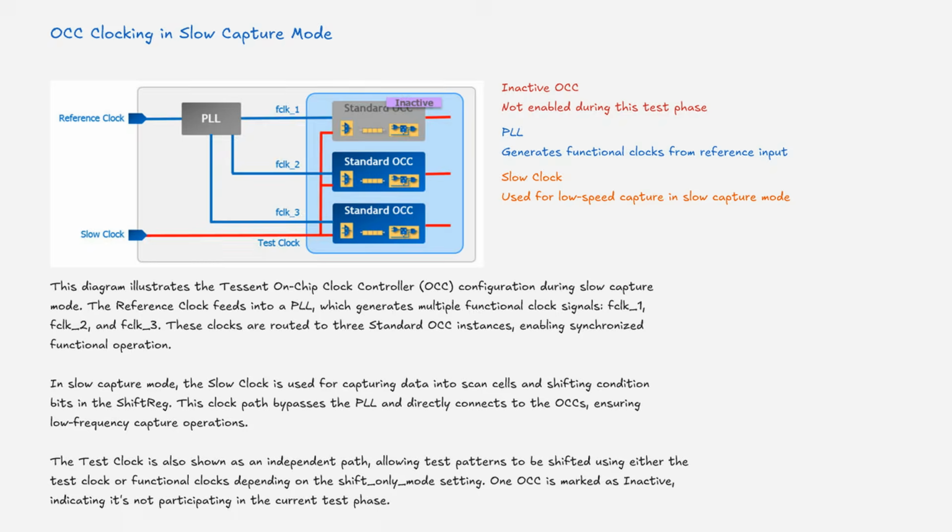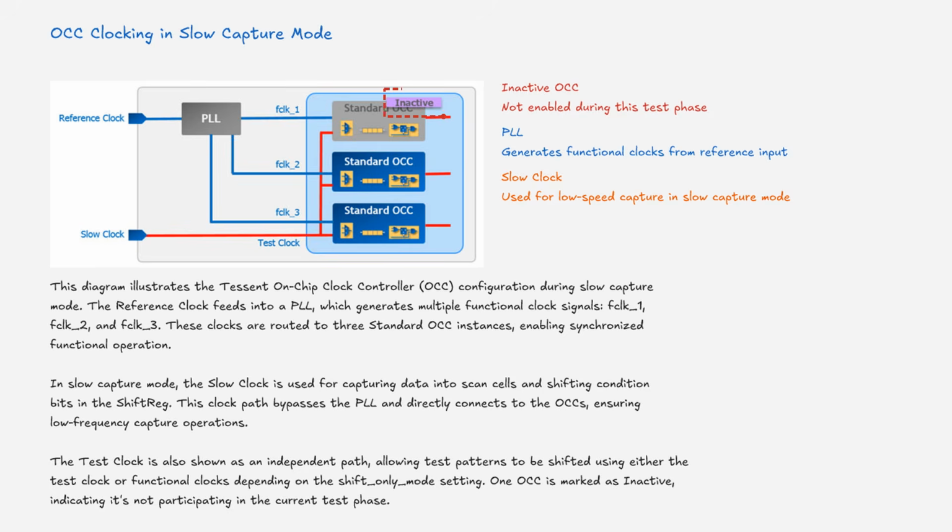This diagram illustrates the Tessent On-Chip Clock Controller, OCC, configuration during slow capture mode. The reference clock feeds into a PLL, which generates multiple functional clock signals: functional clock 1, functional clock 2, and functional clock 3. These clocks are routed to 3 standard OCC instances, enabling synchronized functional operation. In slow capture mode, the slow clock is used for capturing data into scan cells and shifting condition bits in the shift register. This clock path bypasses the PLL and directly connects to the OCCs, ensuring low-frequency capture operations.